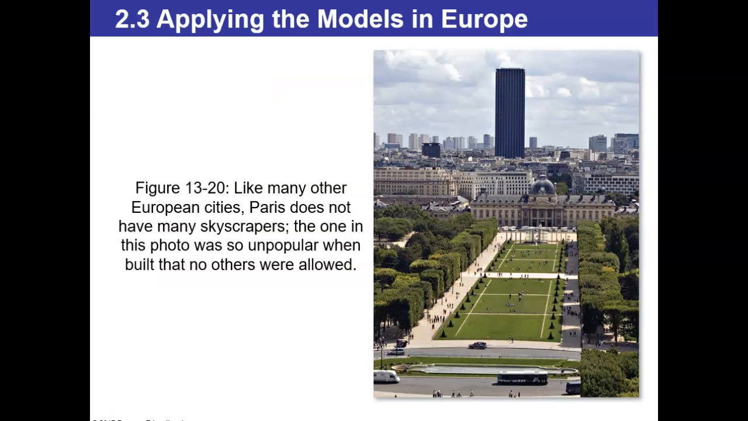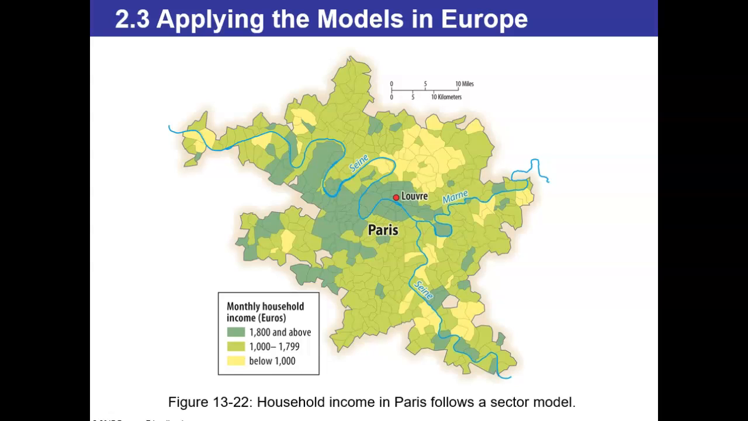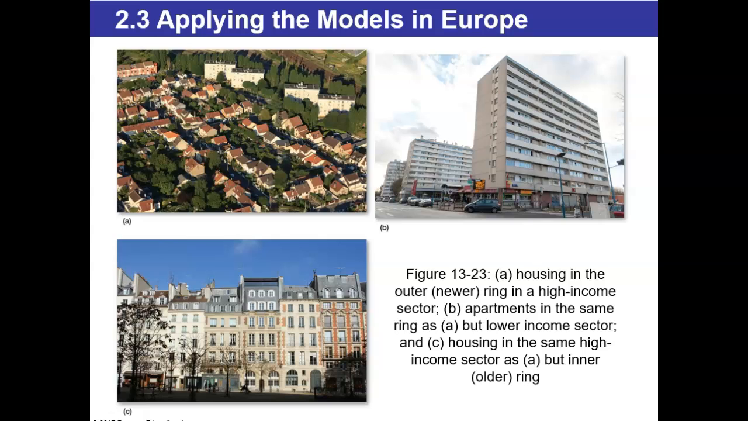Figure 13-20 shows that, like many other European cities, Paris does not have many skyscrapers. The one that you see in this photo was so unpopular when it was built that no others were allowed. Applying each of the models, figure 13-21 shows the concentric zone applied to Paris. The oldest housing is in the inner ring. When applying the sector model, we see that the southwest is the highest income sector and the northeast is the lowest income sector.